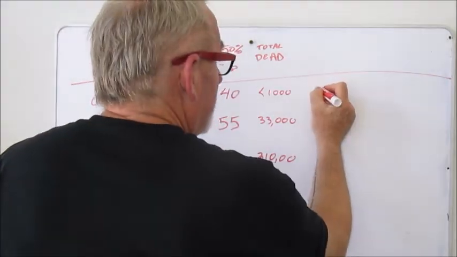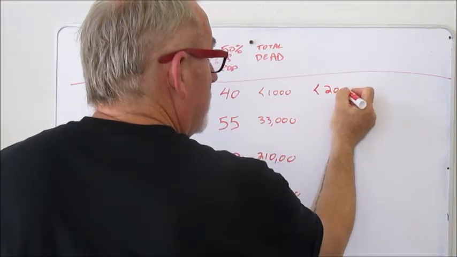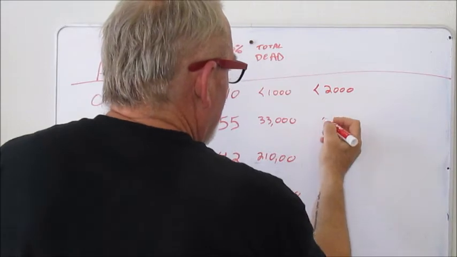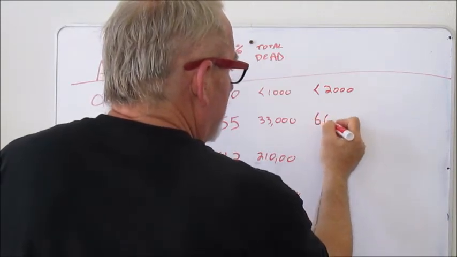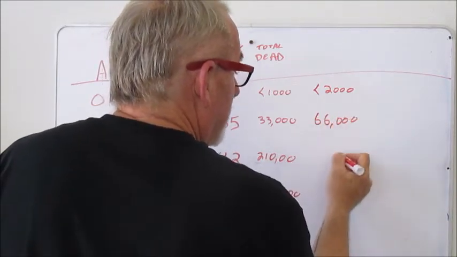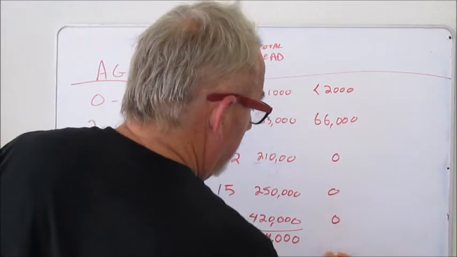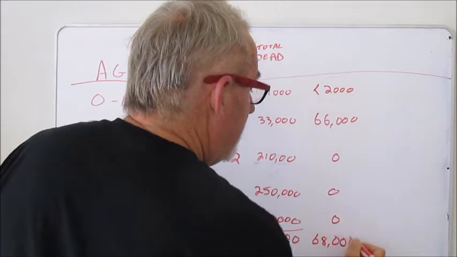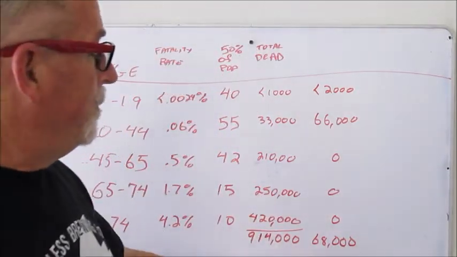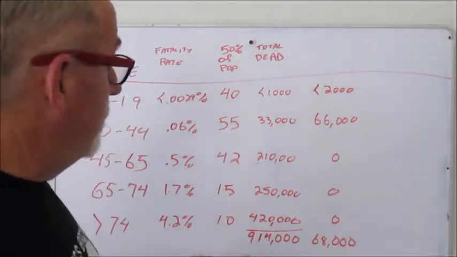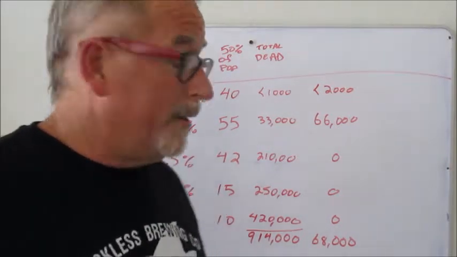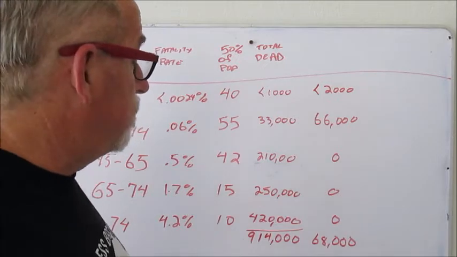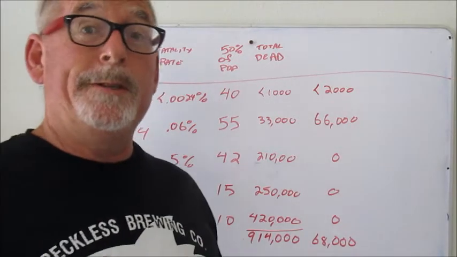It would be less than 2,000 here. Again, that might be none or very close, and 66,000 here. But none there, none there, none there. So somewhere around 68,000 people would be dying in this scenario versus 914,000 in this scenario. I don't know. Which one would you do?